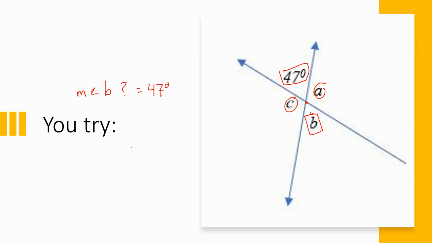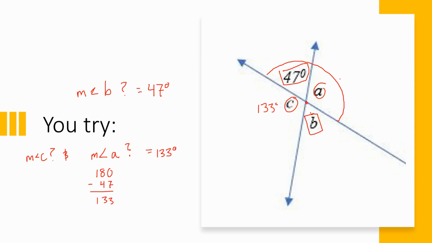Now, based on that, how many degrees is the measurement of angle A and angle C? Remember, both of those are going to be partners that are the same. So what is the measurement for angle A and C? Remember, this is a supplementary partnership. So you should have taken 180 and subtracted 47 to get 133. Both of those corners are 133 degrees.